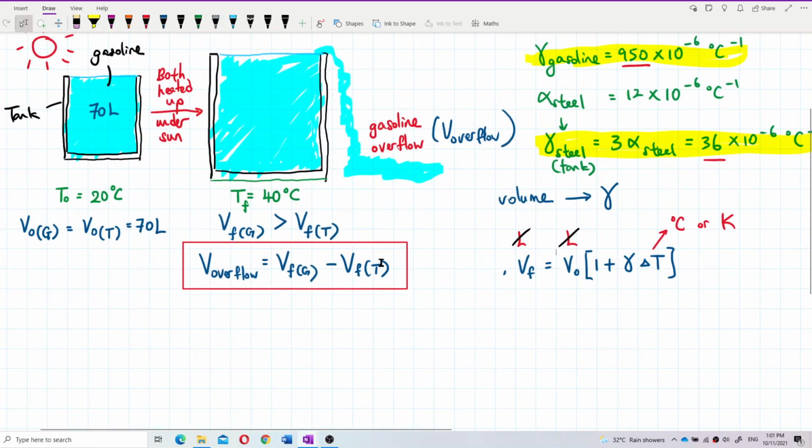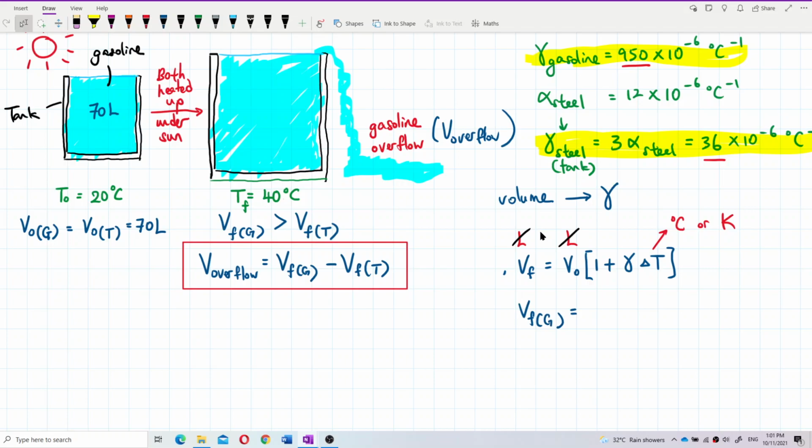Let's do it. First of all, let's find the final volume of gasoline, and then we find the final volume of the tank. Only then do we subtract. So we do it step by step. We find the final volume for each individual first. So let's find the gasoline first.